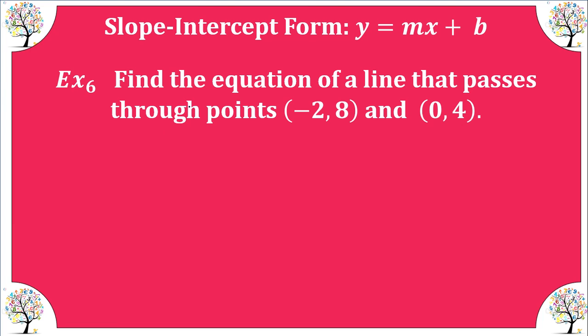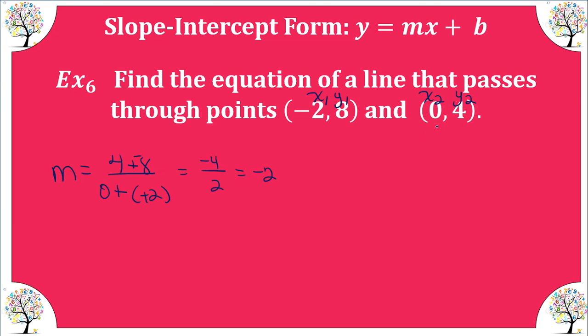Here's an example, another one of where we have 2 points. We don't know the slope, but we can find the slope. We have x1, y1, x2, y2. So therefore, we have 4 minus 8 over 0 minus -2. That gives us -4 over 2, which is -2.